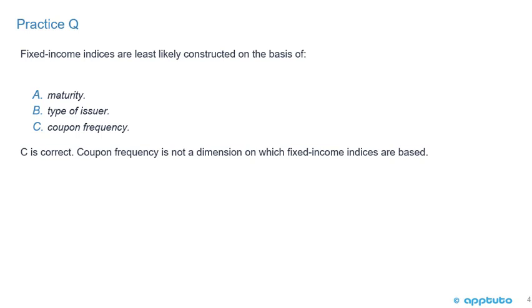So just got to be careful with the least likely or most likely. Least likely is a false. So fixed income indices are constructed on the basis of maturity, true. Type of issuer, true. Coupon frequency, false. So you're choosing the false. And that's the last slide for this LOS.